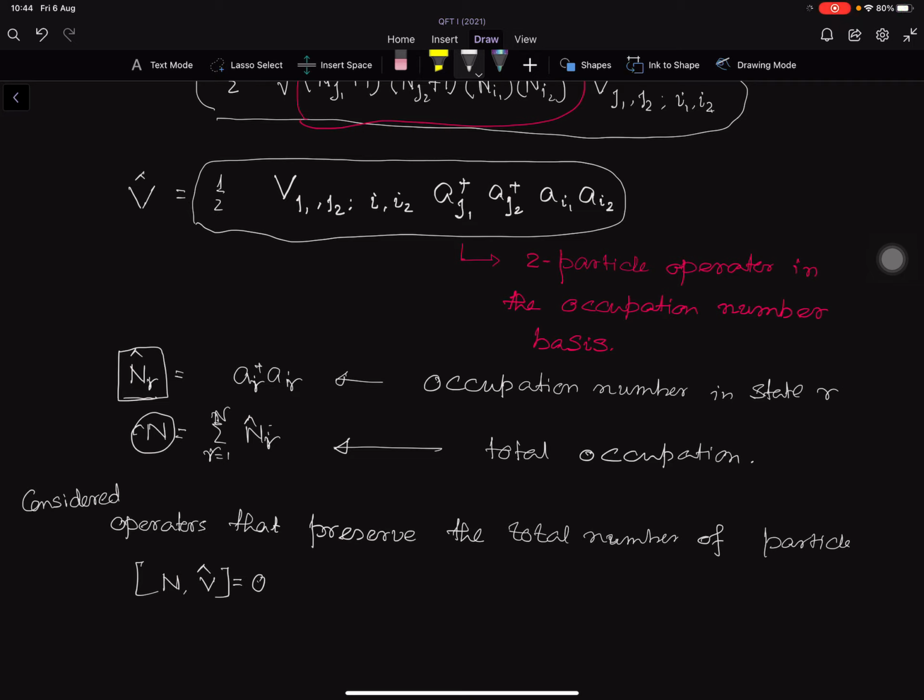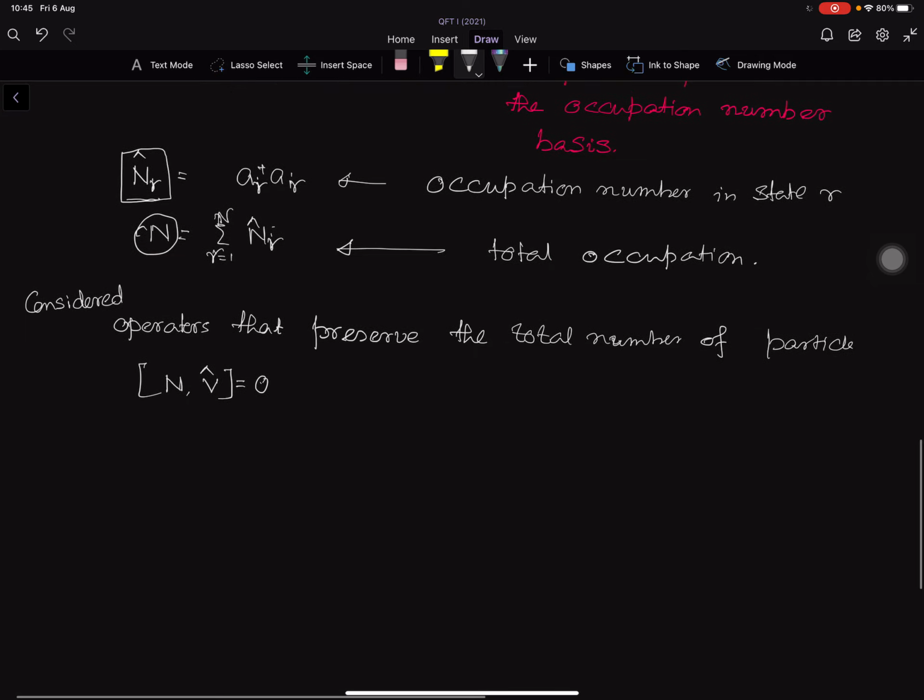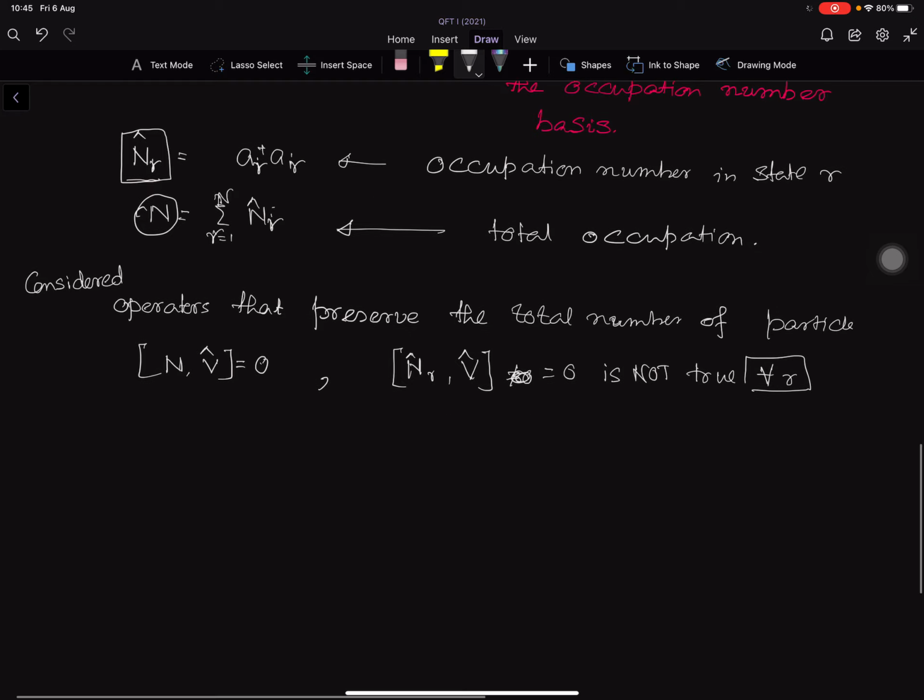I mean, we are not claiming that the occupation in an individual state remains constant. So it is not true for all values of r. Okay, but at least the total number is conserved throughout for this operator.